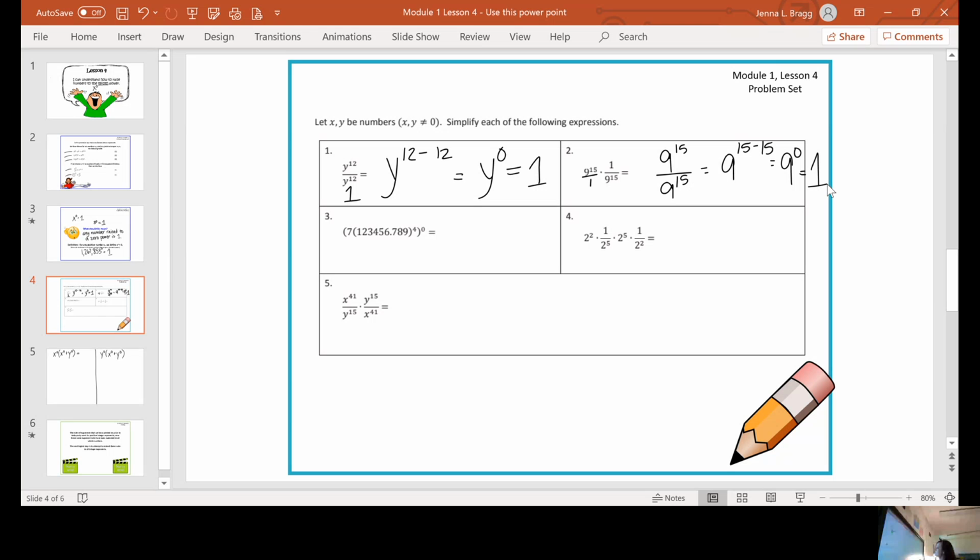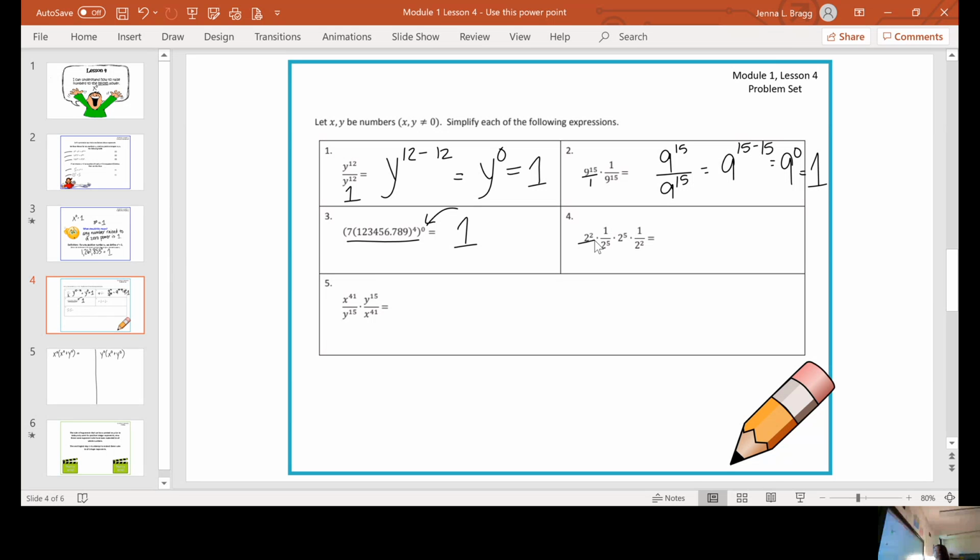All right. Number 3, anything raised to a 0 power is 1, right? So you do not have to work all of that out. You can see that on the outside, no matter what you get inside that parentheses, it's being raised to a 0 power, which is 1.